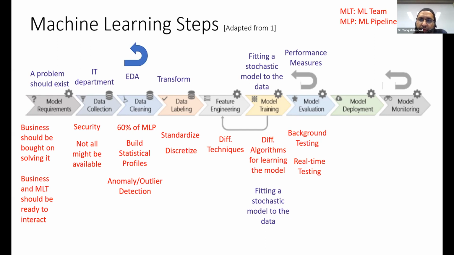The typical performance metrics that we have are accuracy, area under the curve, precision, recall, F score. So these are the typical performance measures.